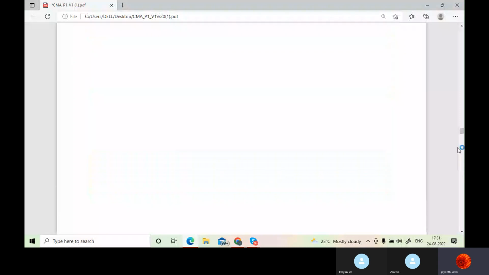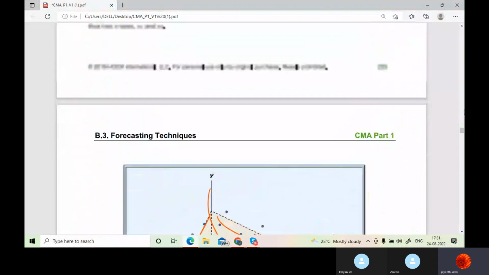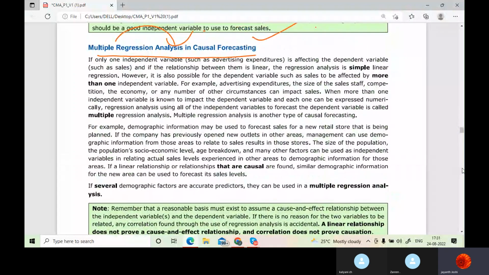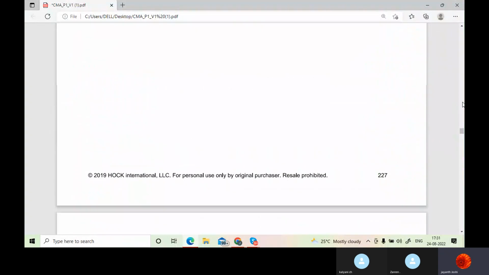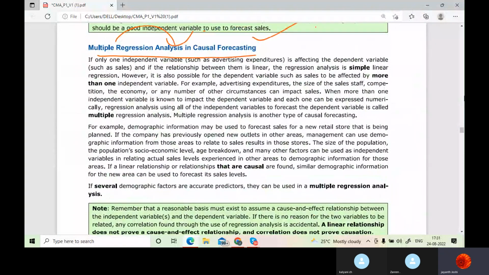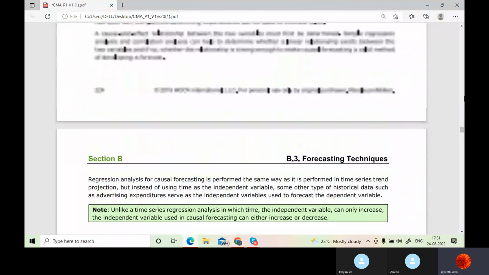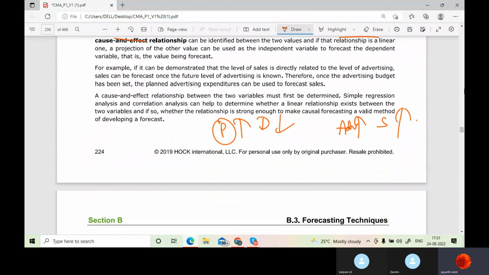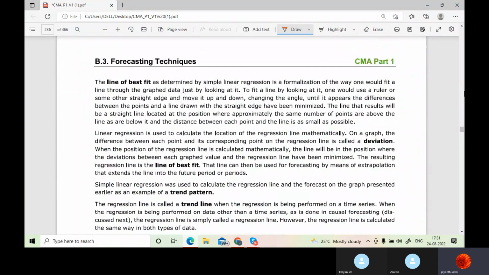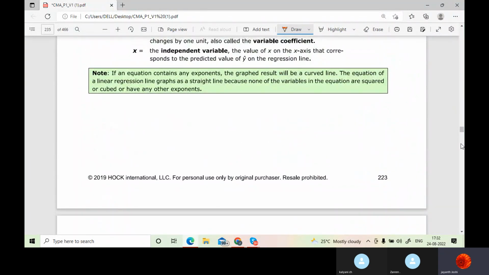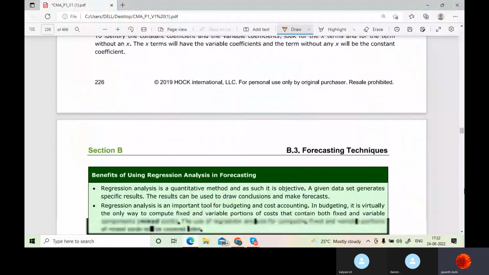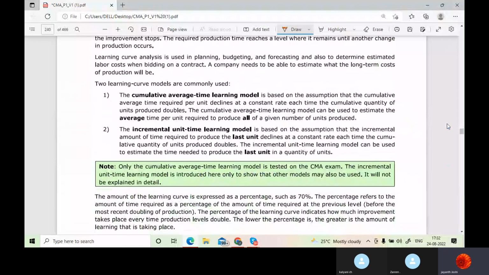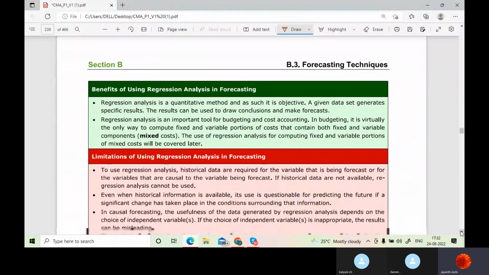Okay, we are done with this chapter. Nothing more. As per me, I have explained everything. So please go through this concept. We are finished, and tomorrow I'm going to start a new chapter called learning curve in forecasting. Advantages, disadvantages, benefits, and all we will discuss.